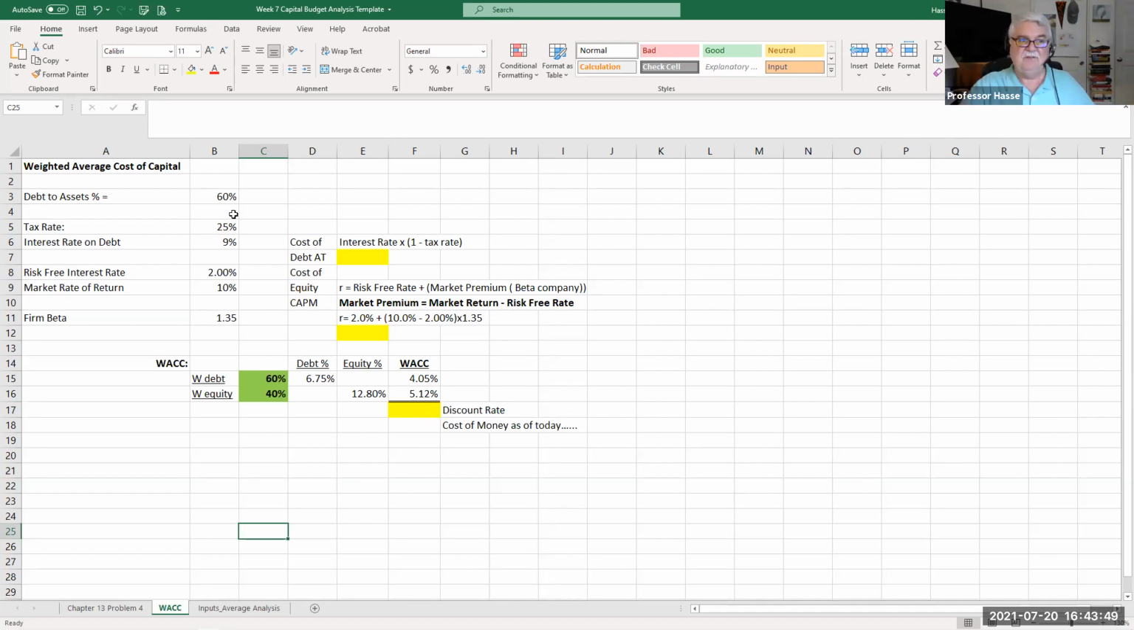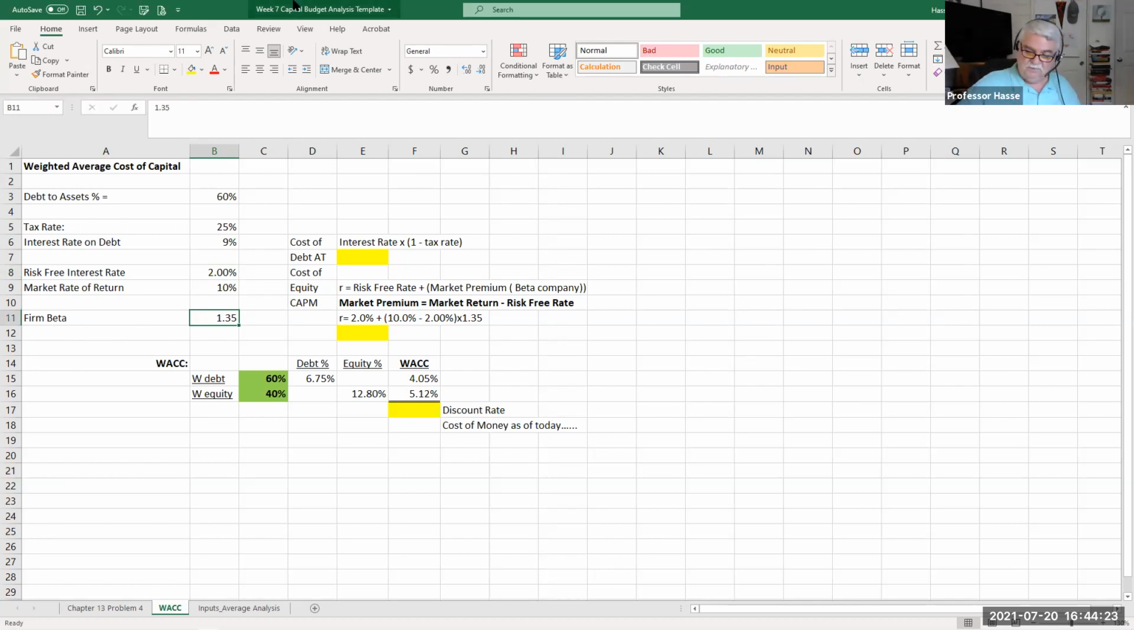The debt to assets relationship is 60%. If debt is 60% of assets, then in this problem, equity is 40%. This company's tax rate is 25%. Their interest rate on this debt is 9%. The risk-free rate, or with a beta of 0, is 2% in this problem. The market rate of return is 10%, and the firm's beta is 1.35, a little bit riskier.